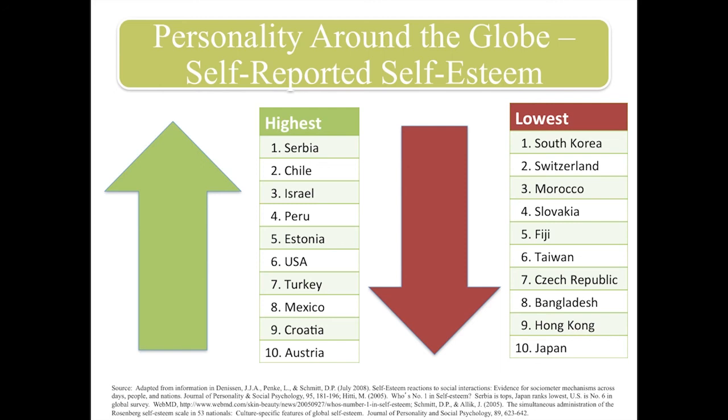And then finally, personality around the globe. We have seen self-reported self-esteem from around the world, and different countries rated on this factor. The highest are Serbia, Chile, Israel, Peru, Estonia, the US, Turkey, Mexico, Croatia, and Austria. And the lowest 10 countries are South Korea, Switzerland, Morocco, Slovakia, Fiji, Taiwan, Czech Republic, Bangladesh, Hong Kong, and Japan. If you have any experience with any of these countries, it might be interesting to consider why you think this might be.